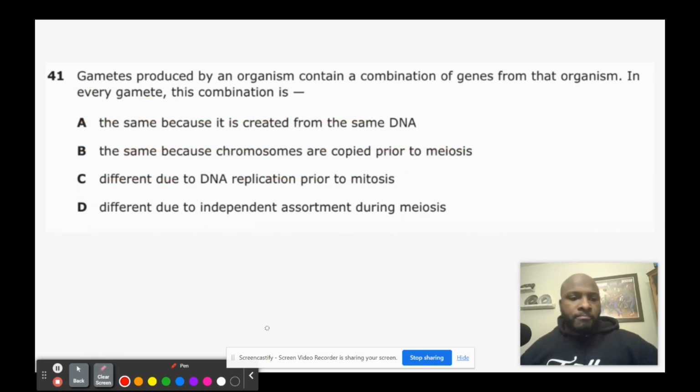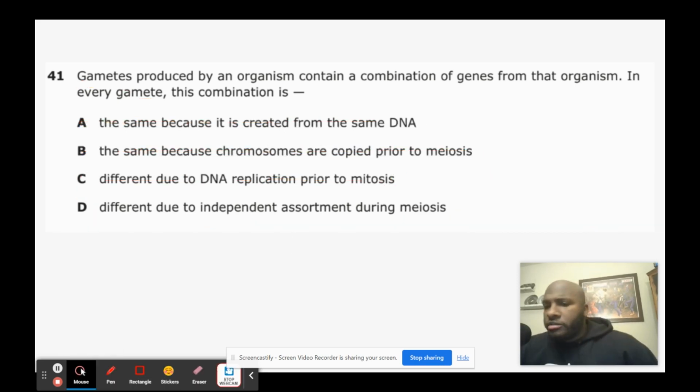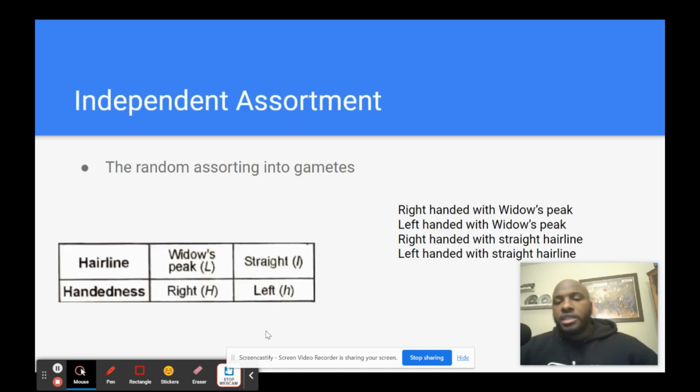All right, as promised, I told you we had a slide on independent assortment. It's not a topic that we covered a lot, but we covered just enough. Just know, independent assortment is the random assorting into gametes. So you get crossing over, and we go through meiosis two again, and we get those four different gametes. Based off of these traits here, here's what each gamete could possibly have. That is independent assortment. It's random assorting into gametes. That's about as much information as you need to know. So when you see that terminology, independent assortment is in the phase of meiosis, after crossing over.